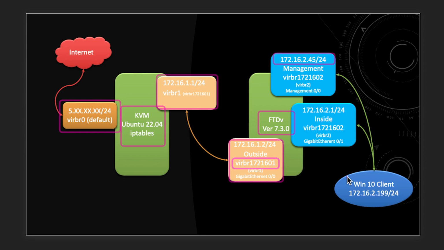I will also have a client that is configured with a static IP address of 172.16.2.199 that we'll be using to manage the FDM. And then once the setup is done, we will be able to use the client to access the internet. Okay, so that's pretty much a high-level view of how the setup will look.